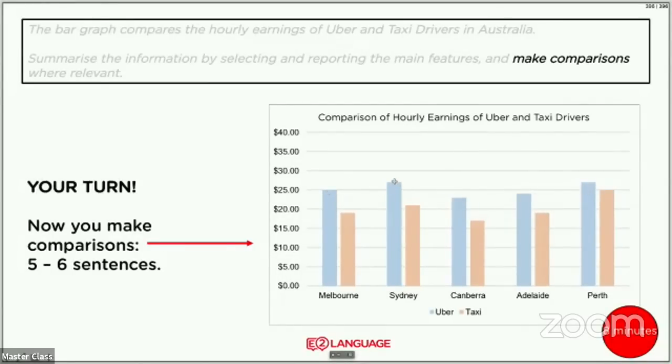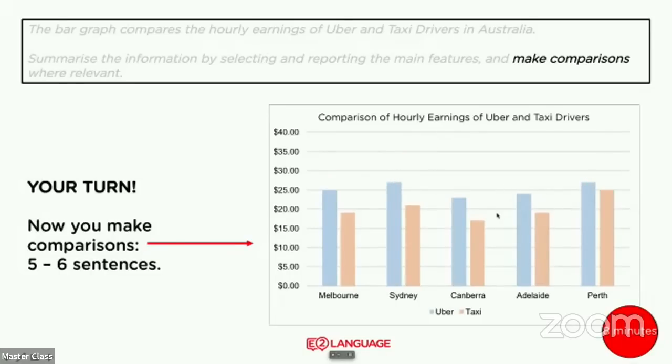Okay, so we might start by saying Uber drivers in Sydney and Perth earn the most at about $27 per hour. They earn slightly less in Melbourne at around $25, and again, even less in Canberra and in Adelaide. So you need to make decisions about what you're going to compare. I'm going to let you do it. I'm going to give you a full 8 minutes to write this paragraph of about 5 to 6 sentences. Your time starts now.